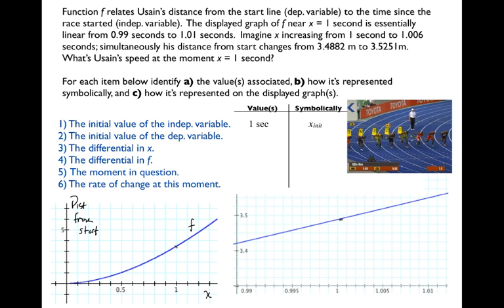Okay. Initial value of the dependent variable. 3.4882 meters from the start at 1 second. Symbolically, I'm not using y. f of 1. f of 1 gives us the value of the dependent variable at 1 second. So here's an example of why function notation is better than just saying y. We could say y, even y initial, but this tells us even more, right? Because it tells us that it's the dependent variable of f when x is 1. That's why we like function notation, because it gives us the most information about that y value.